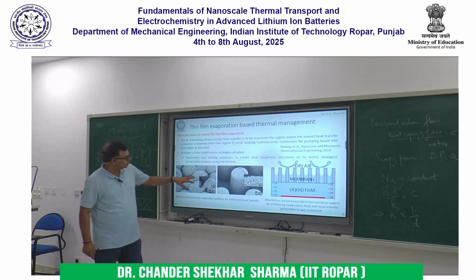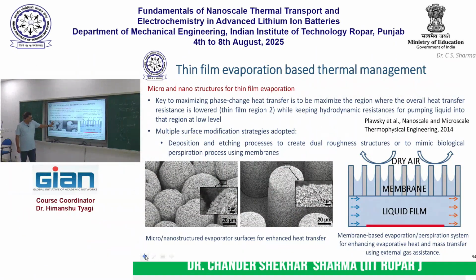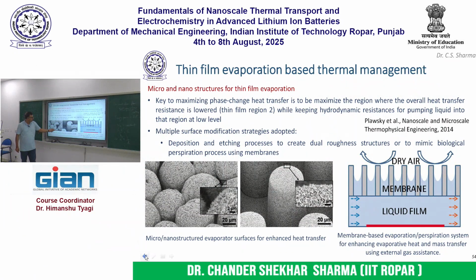Like here you see, you have a micro scale, a 20 micron texture, and on top of that you have a nano texture. So it is a dual scale texture, where the aim is to maximize the thin film area and increase the heat transfer coefficient.